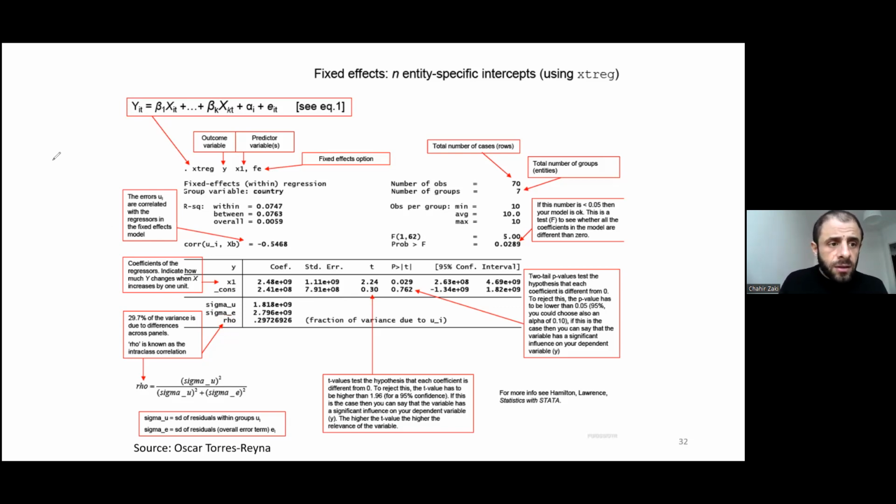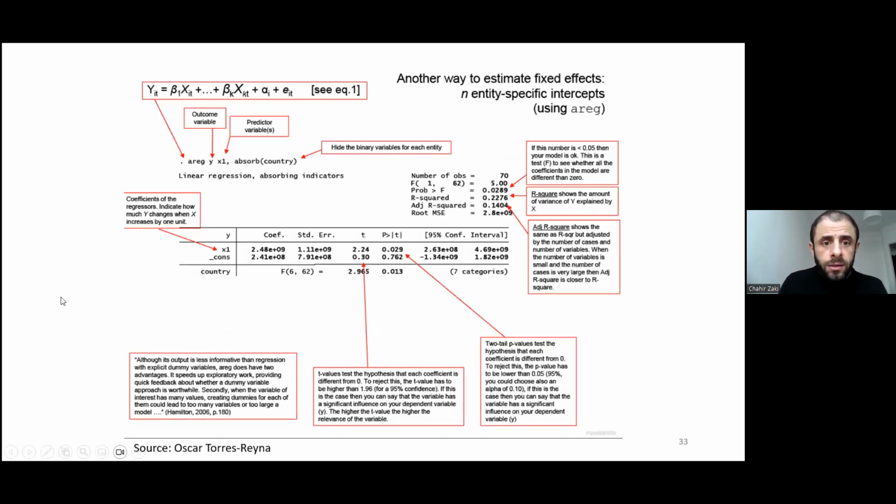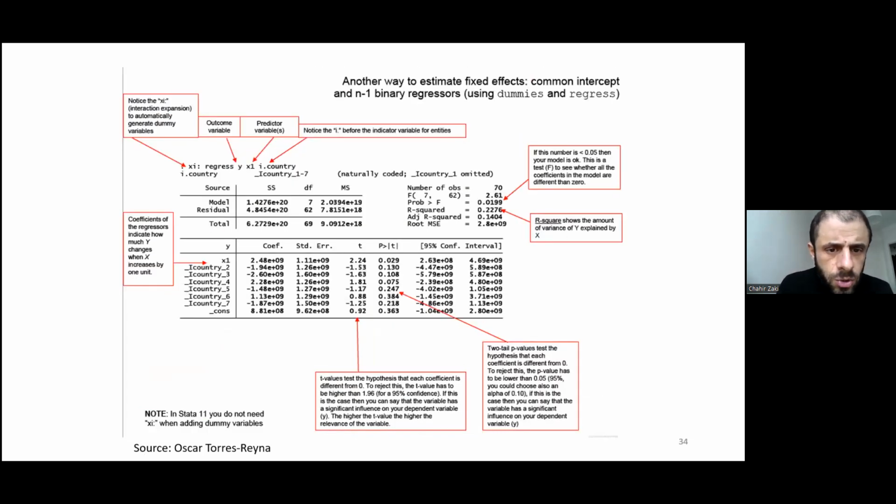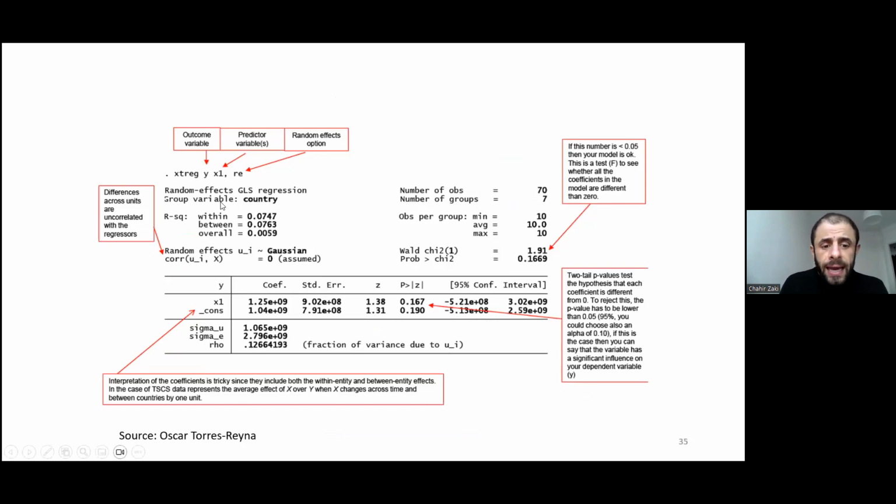If we look at the other table with the random effect, perhaps I will show you first. Yes, the random effect, again, it's more or less the same thing, but the main difference here is that the correlation between u_i and X is equal to 0. And it's assumed, as you can read here, right? So here the correlation is equal to 0. We have the same number of observations per group.